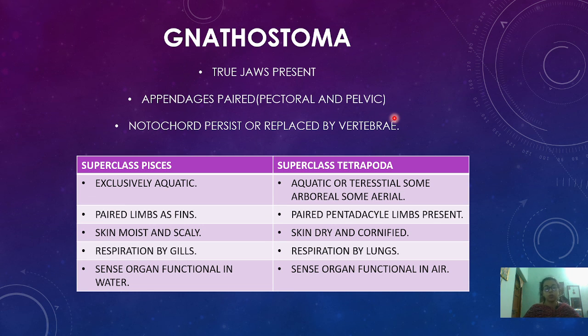Then the Gnathostomata is divided into two superclasses, one is Pisces, another one is Tetrapoda. Pisces are exclusively aquatic, whereas the Tetrapoda are terrestrial. Some are aquatic, some are aerial, some are arboreal. Because under the Tetrapoda category, the amphibia, reptiles, birds and mammals belong, and in the Pisces category all the fishes belong. That is why they are aquatic, and here they are terrestrial, arboreal or aerial in nature.